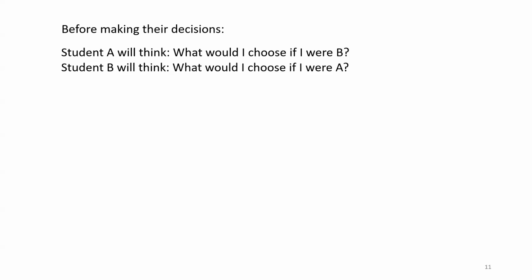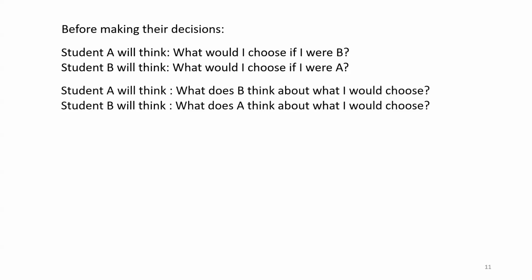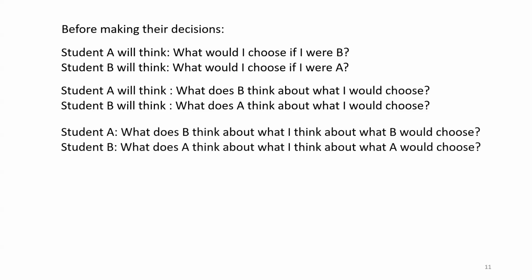Student A will think, what does B think about what I would choose? And student B will think, what does A think about what I would choose? Furthermore, student A will think, what does B think about what I think B would choose? Similarly here. Again, an infinite regress occurs. How to break this chain?